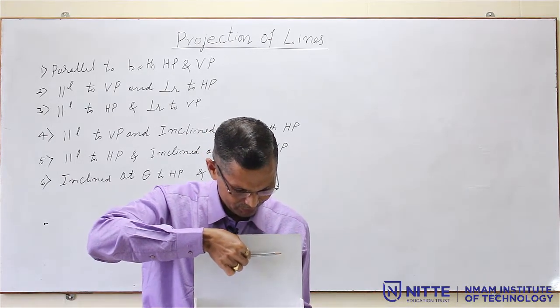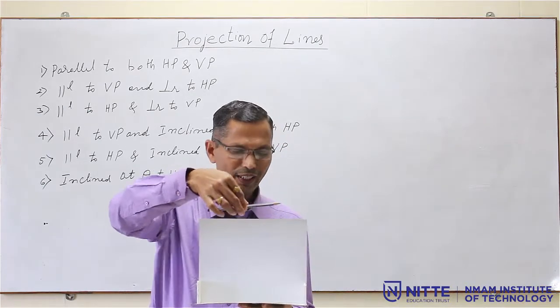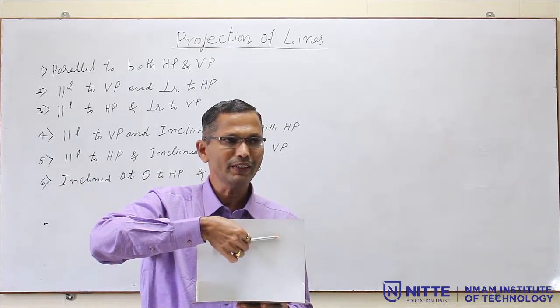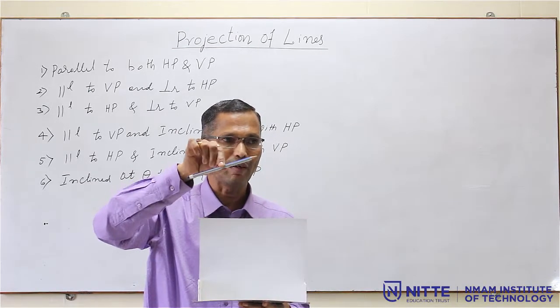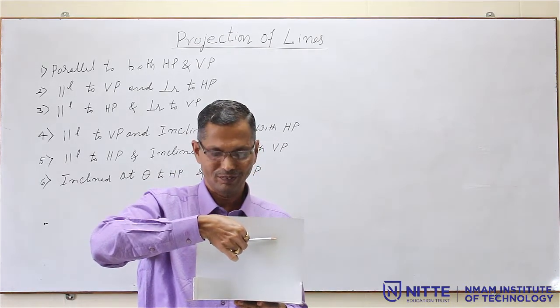Then, if I switch on the light here, an image will be formed on the vertical plane. So, this is the image, and the actual line is here. If you switch on a light here, then one image. Then what is the length of the image? It will be equal to 100 mm only. That is the true length of the line.